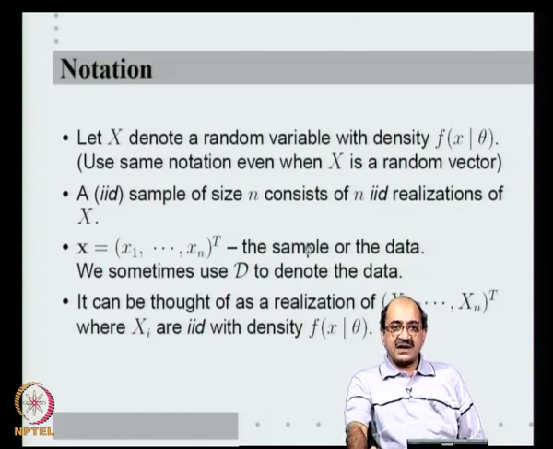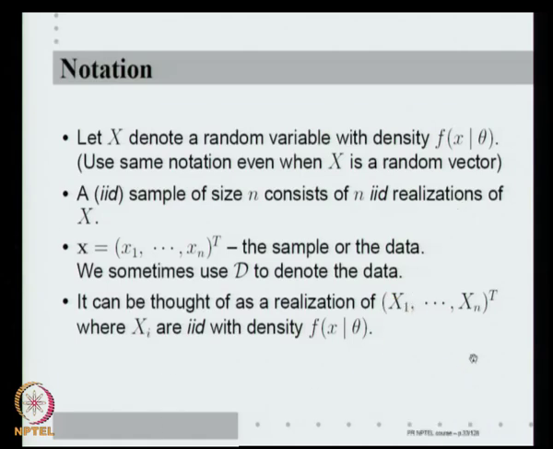We can think of the data as one realization of the set of random variables x 1 to x n, where each xi has density f x given theta and xi are IID, right. The sample can also be thought of as a realization of the set of random variables x 1 to x n, where xi are IID and each of them has the same density f x given theta.